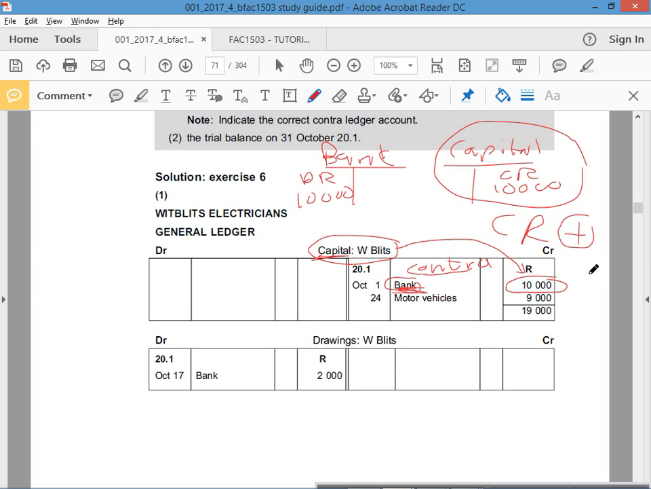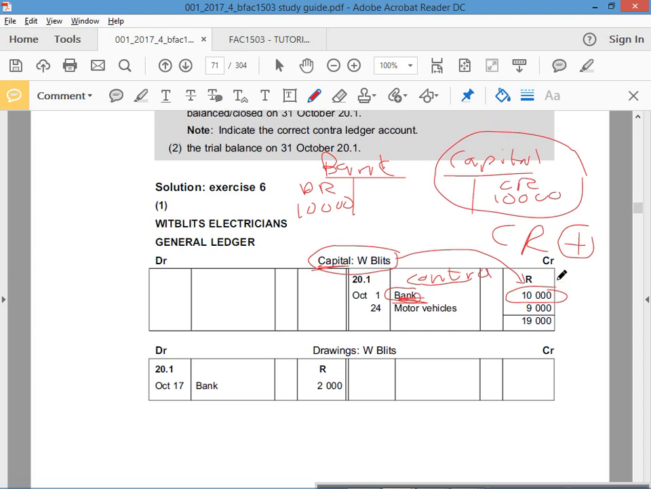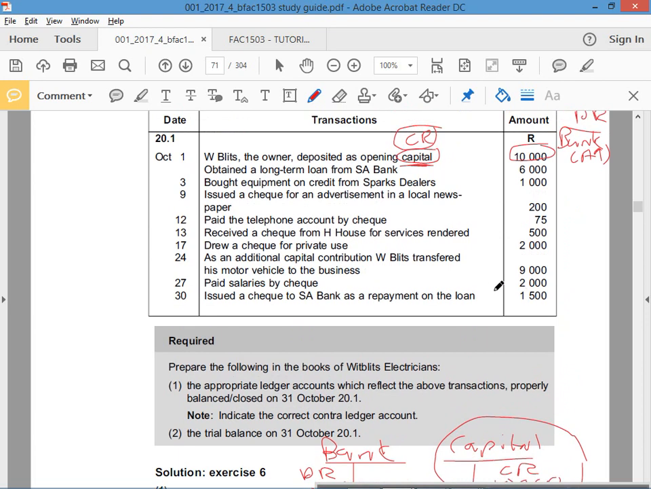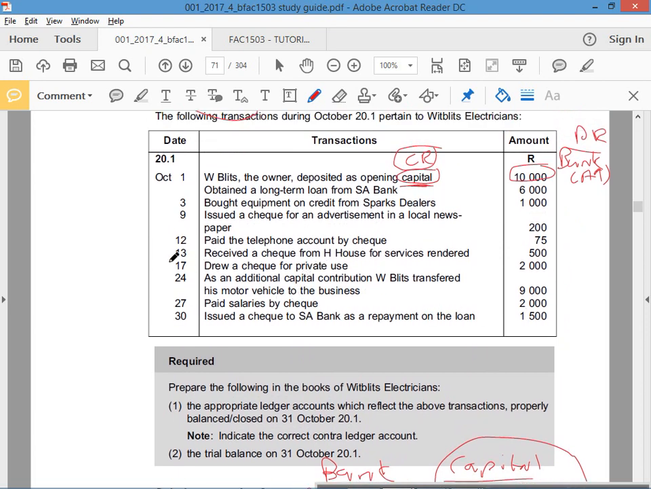And then the wording is a bit confusing, like drawings. The way they would put it at times, they talk about personal use. Let's see if there's a drawings one here. There it is: drew a check for private use. If I'm drawing a check, bank is going to go down and drawings is going to go up. So I'm going to debit the drawings and credit the bank.